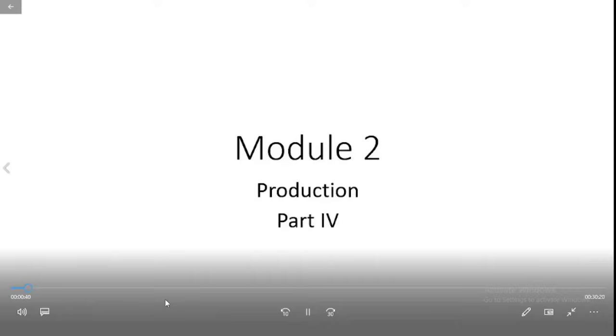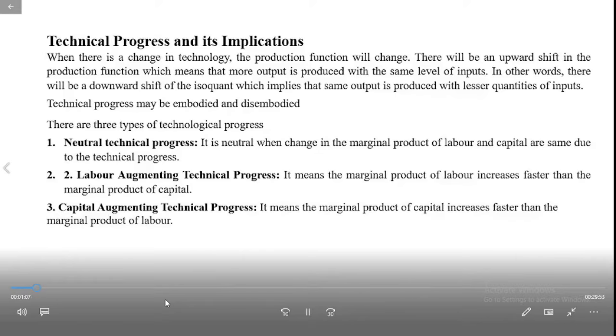how we can use isoquants to represent different returns to scale. Under returns to scale we have studied increasing returns to scale, constant returns to scale and decreasing returns to scale. How these three returns to scale can be represented with the help of isoquants. And finally we will discuss the Cobb-Douglas production function. Then first, technical progress and its implications.